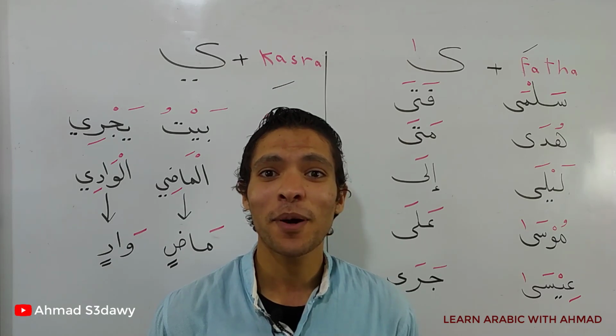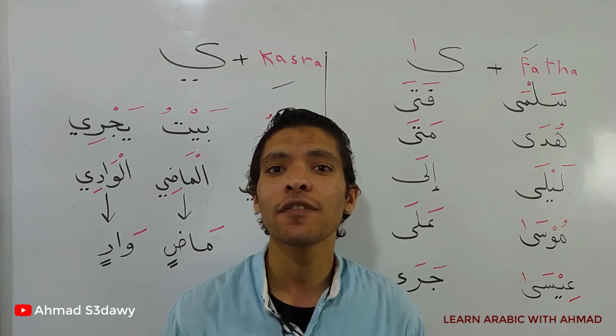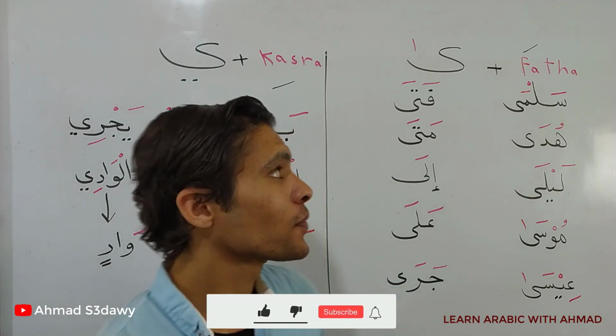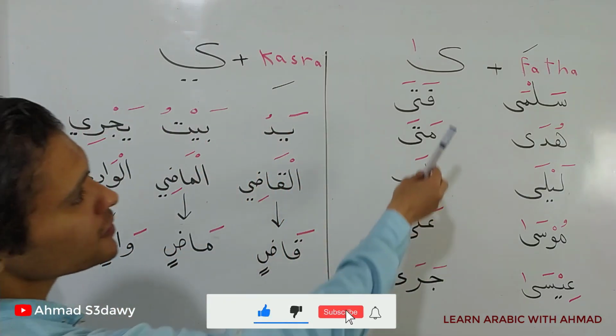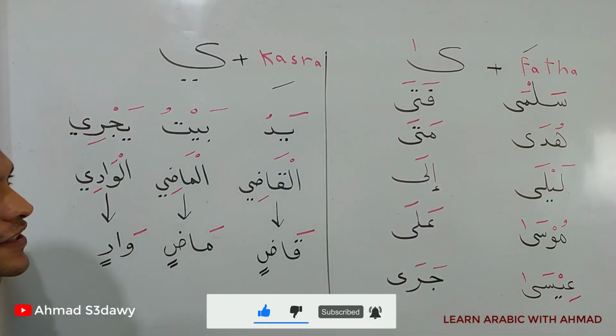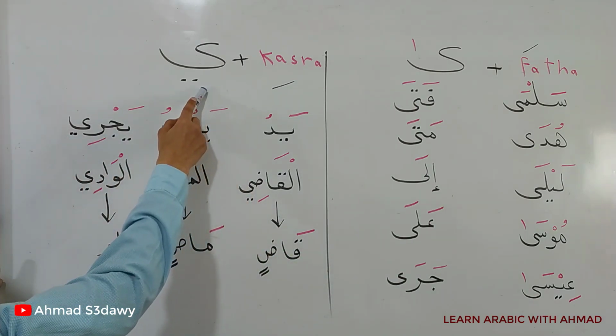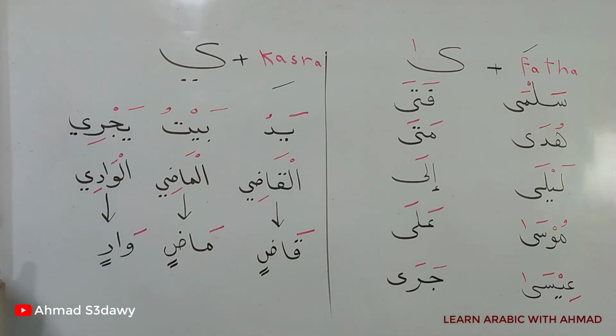Today's lesson is going to be about the difference between the Real Yaa and the Alef Maqsoura. So, as you can see here, this is a Yaa, right? No, it's not a Yaa. This is called Alef Maqsoura. And this is the Real Yaa. So what is the difference? Actually, there are a lot of ways to differentiate between them.